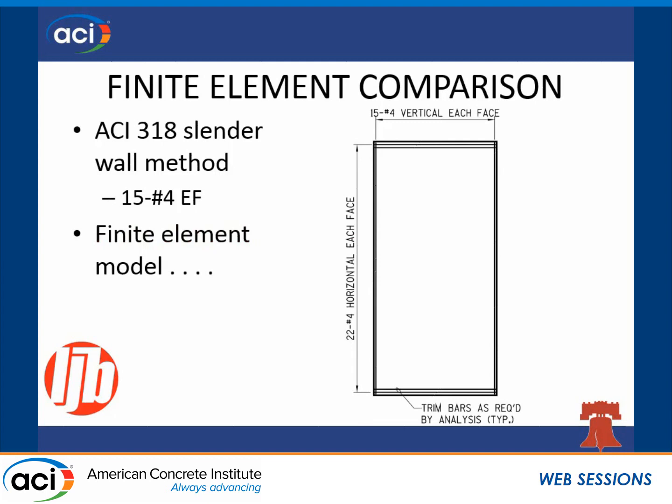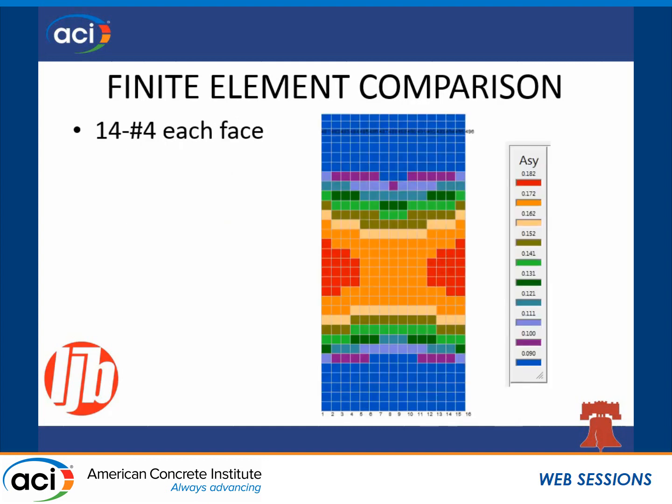If you recall, we just looked at 2 panels, a plain one and one with an opening in it. In our first solution with that plain panel, we had 15 number 4 bars in each face. The finite element model gives us a little bit better view of what's going on with that particular panel. You can see here that it's given us a slightly better solution. We've got actually 15 number 4 bars if we average it across that full width.